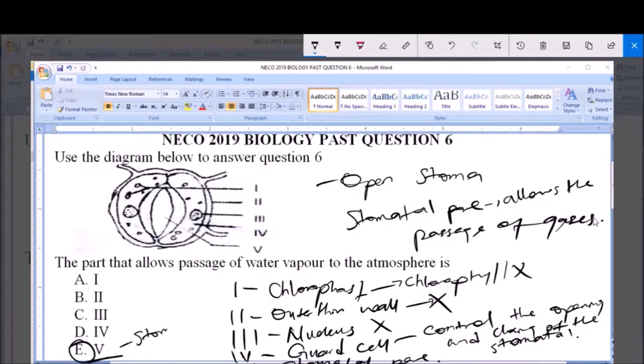V is the stomatal pore that allows the passage of all gases, respiratory gases, including the water vapor. So V is the correct answer.